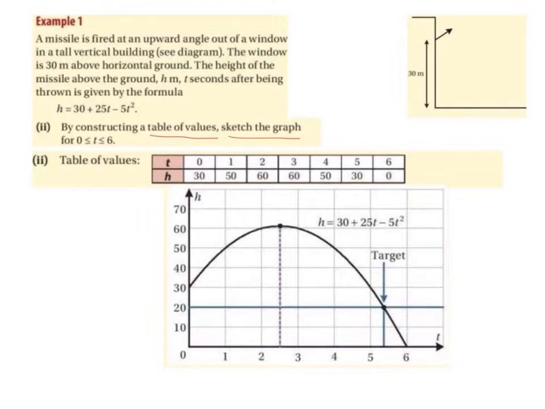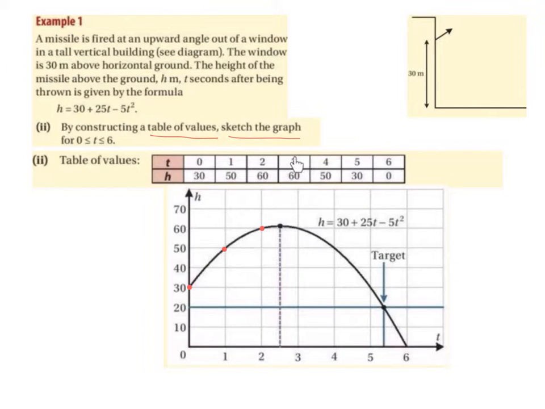So then we're going to plot our points. Our first coordinate is (0, 30). So we go to 0 on the x-axis and 30 on the y-axis and plot our point. Then we have (1, 50), so we go to 1 on our x-axis and 50 on our y-axis, and we plot our point right there. Then we have (2, 60), so we go to 2 on the x-axis, 60 on the y-axis, and we plot our point.